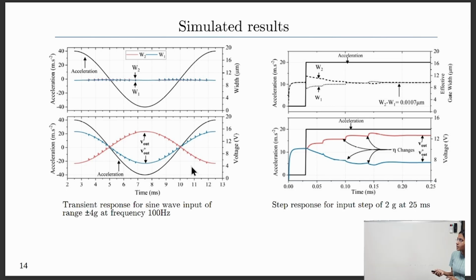So these are the simulated results. The first one is a sine input of range plus minus 4G at a frequency of 100 Hz. We can see that the width is at a constant 10 micrometer, and the output voltages of both the charge pumps are also shown. As we just discussed, there are lookup tables, switching circuits, and analog circuits, so it covers multiple different domains.